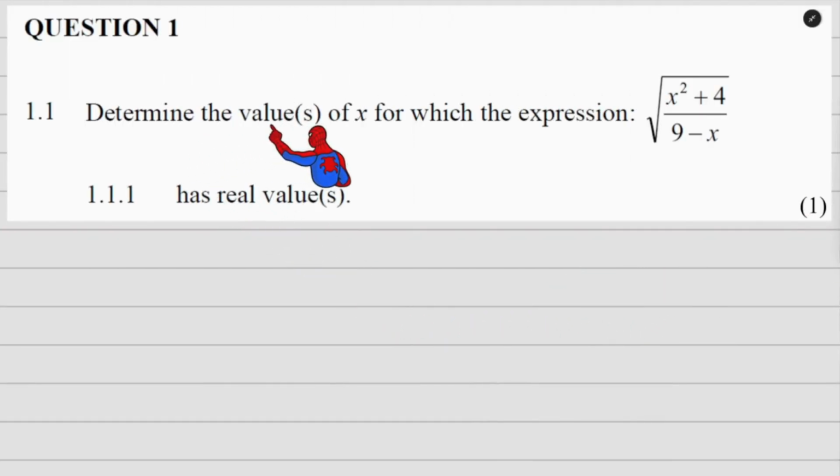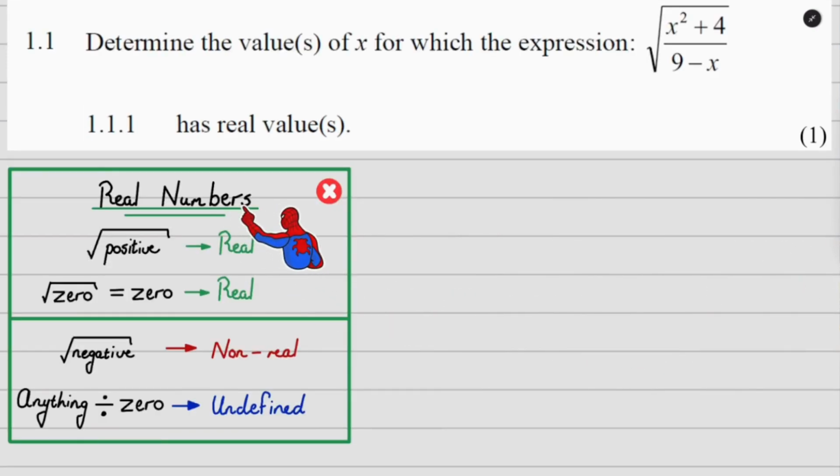Alright, we need to determine the value or values of x for which this expression has a real value. So the mechanics behind this is quite complicated, so let's walk through it quickly. To get real numbers, I need to square root a positive number, and that will give me a real number. Additionally, if I square root 0, it gives me 0, and that's also a real number.